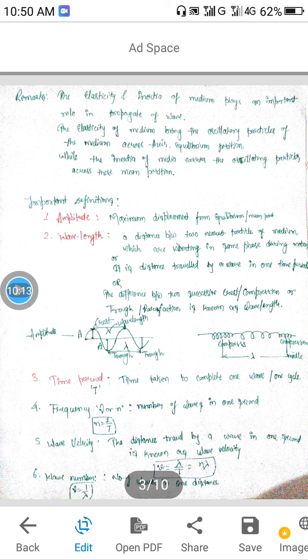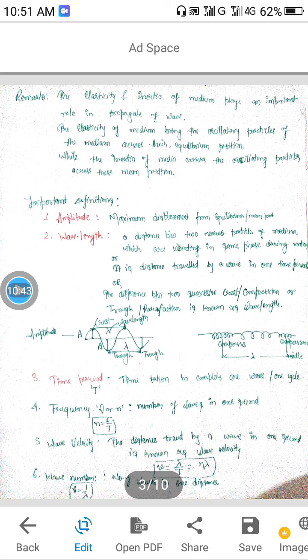Okay, so amplitude. What is the amplitude of a wave? The maximum distance from its equilibrium position or mean position covered by a wave is known as the amplitude. That means the maximum displacement, the maximum distance traveled by a wave from the mean position, is known as the amplitude.